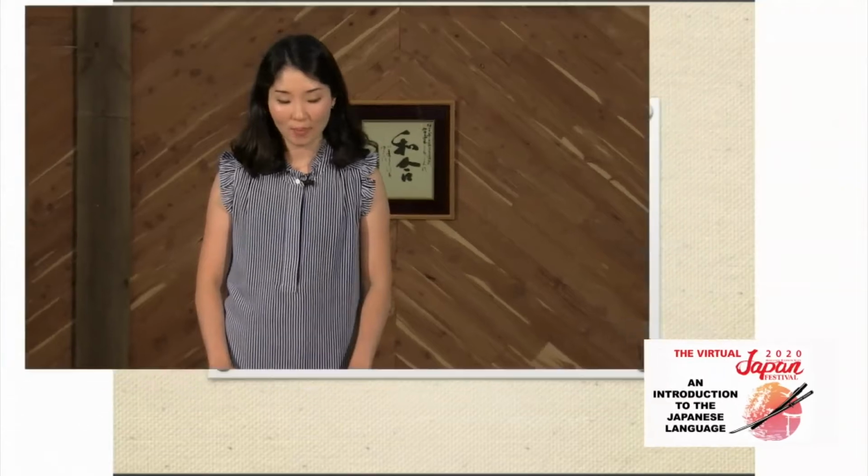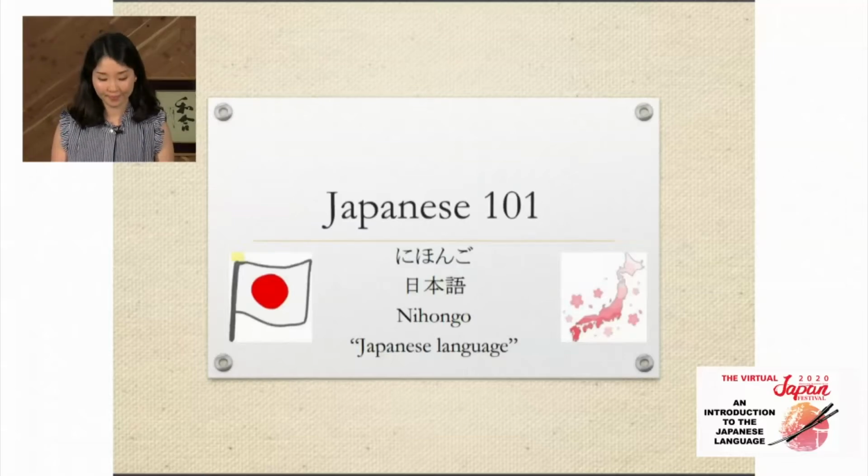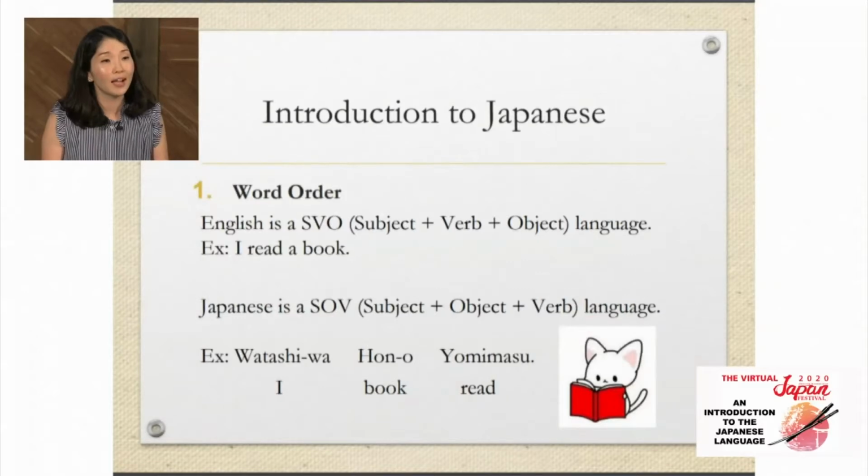This is Kotoko. Again, I'm going to present to you Japanese 101. I'm going to teach you the basics of Japanese, called Nihongo. So first, I want to talk about the word order because it's different from English word order.